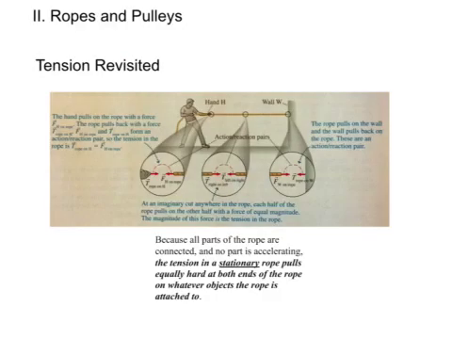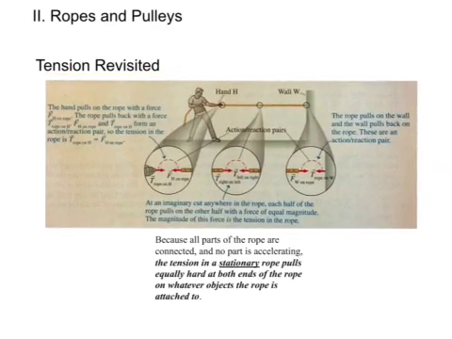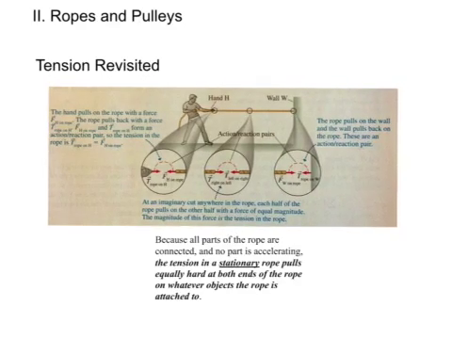Okay, so now let's talk about ropes and pulleys. Let's talk about tension real quick. In a rope, all parts of the rope are connected, and no part is accelerating when we're pulling on a rope. So when this hand pulls on the rope with some force, the rope pulls back with a force equal to that. That forms an action-reaction pair.